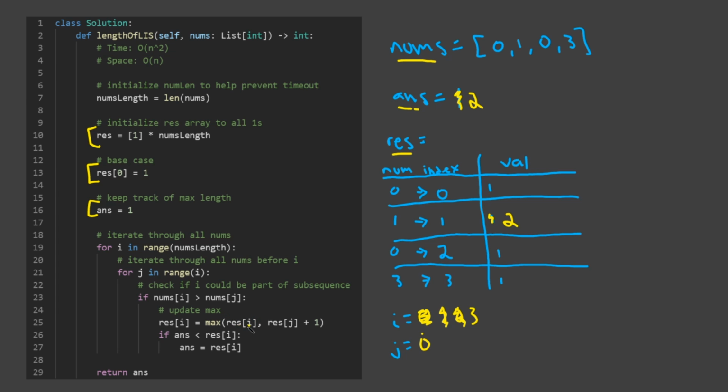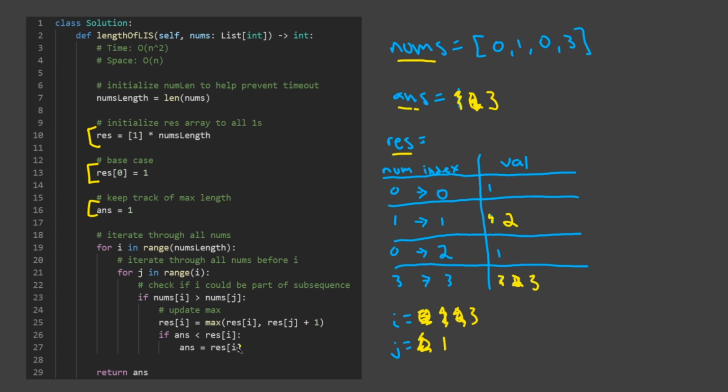So what's greater, our current result or result at j plus 1? We know that result at j plus 1 would be 2, so that is greater. So what we're going to do is update that. And now we check, is our max less than our current result? Well, they're equal, so no. It doesn't need to be updated. So now we go to the next j. And now we check again. Is 3 greater than 1? Yes. So we want to update our result to be equal to result at j plus 1, which would be 3. And we can see that this gives us a new max, so we want to update that as well.